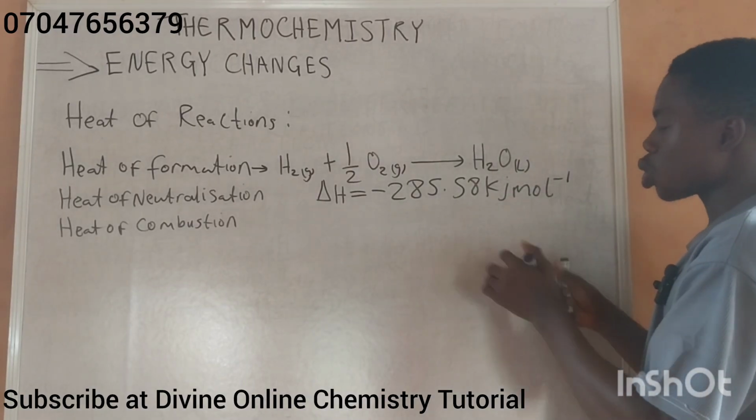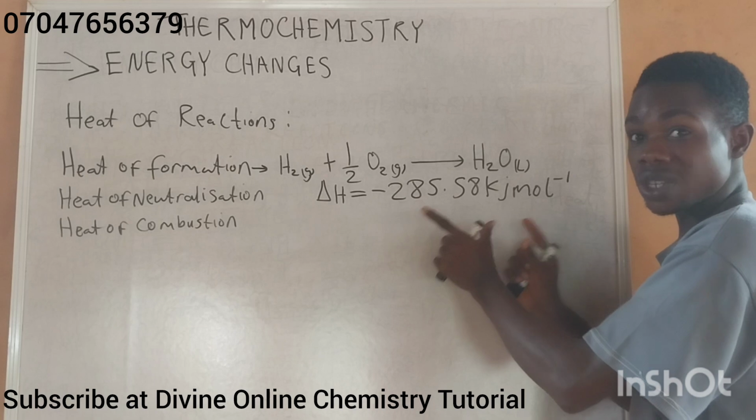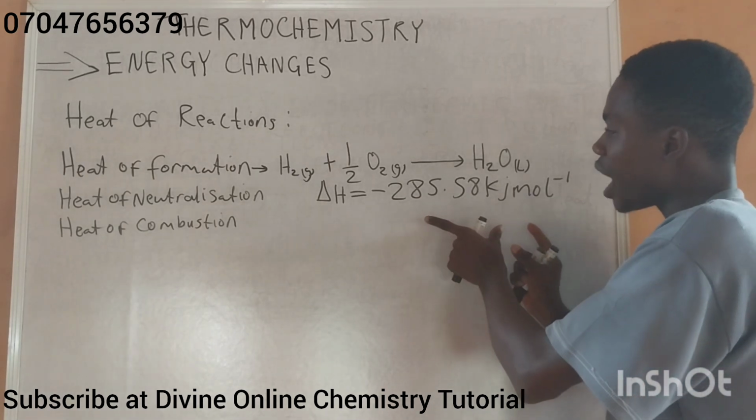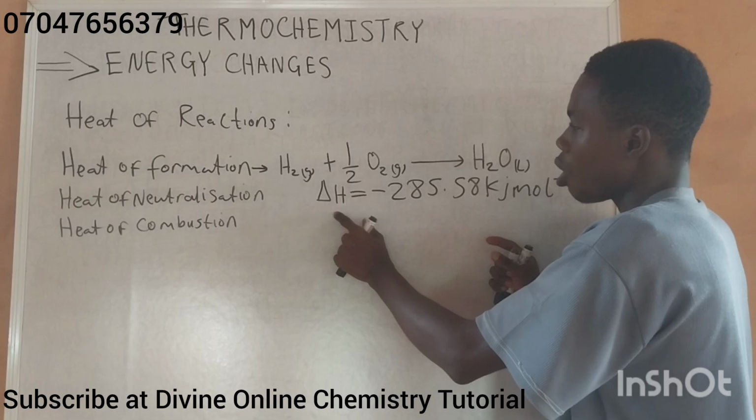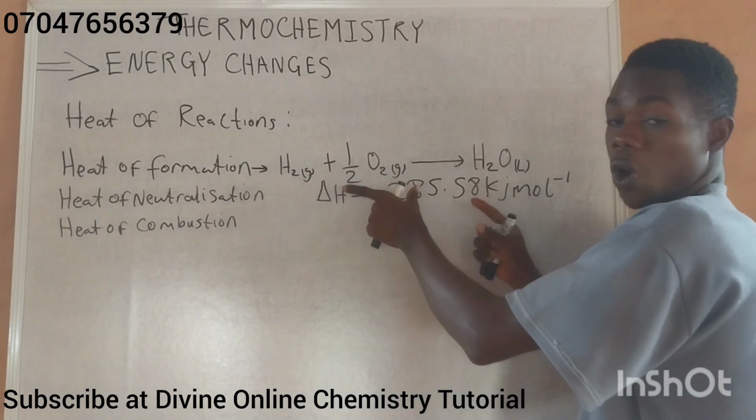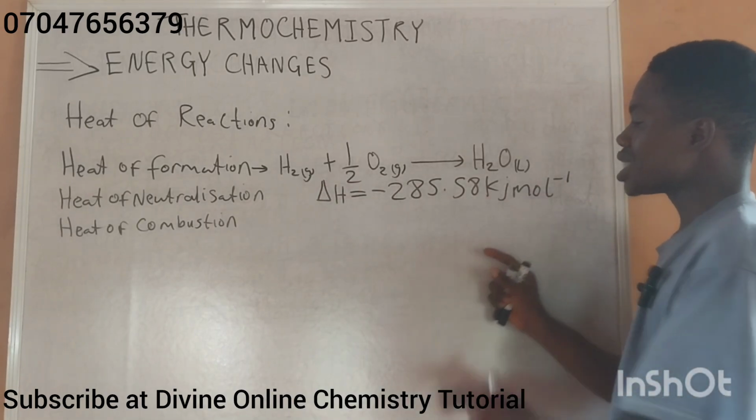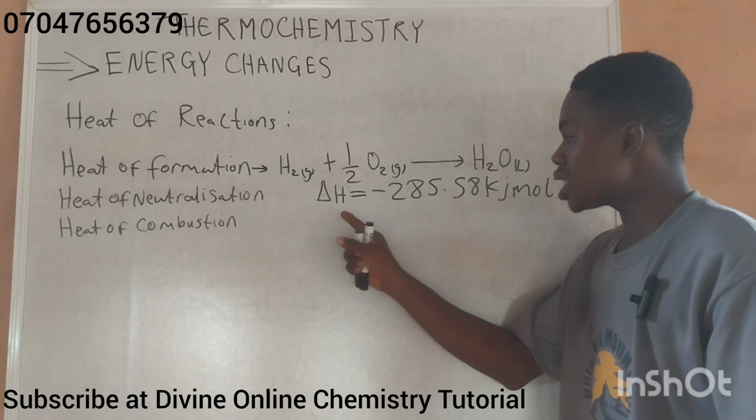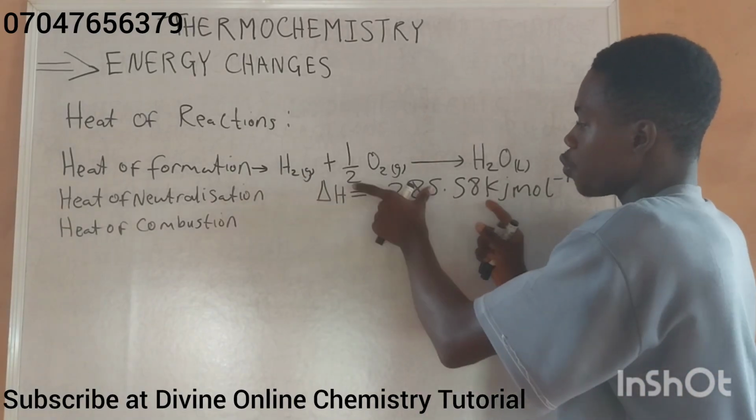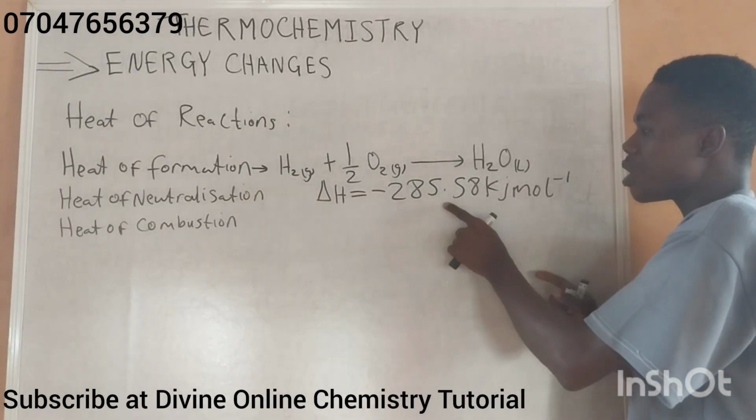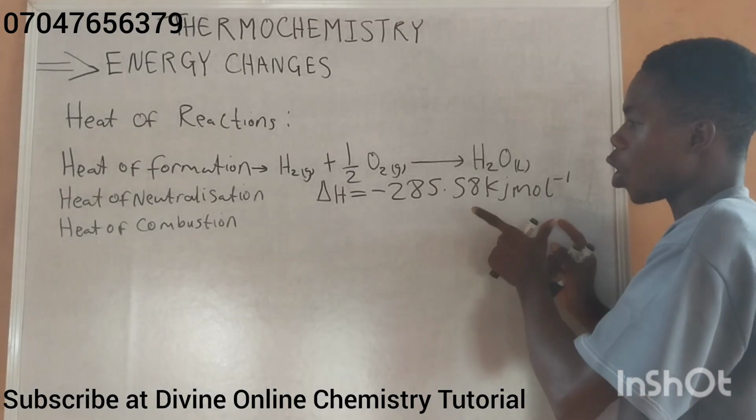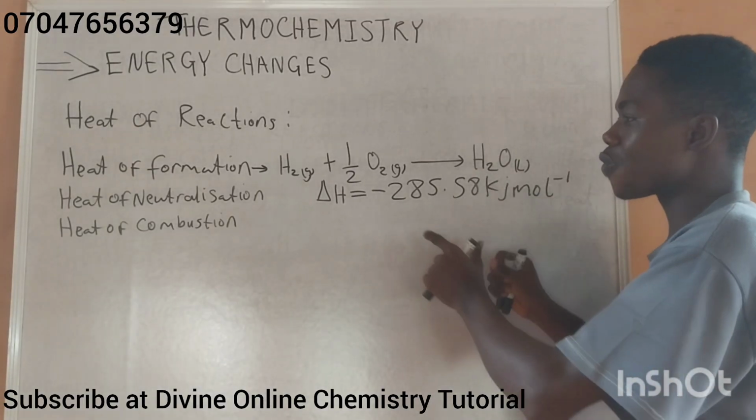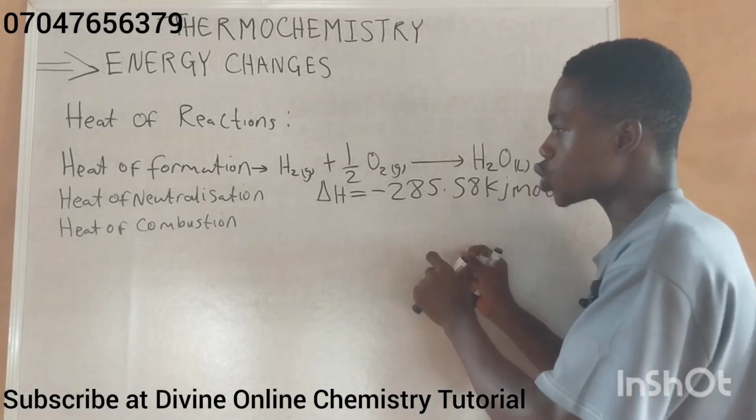So please take note of this value. This value is the value for the heat content of heat of formation of water. The value for the heat of formation of water is minus 285.58 kilojoule per mole. So from here, we'll be moving straight to the next one, which happens to be heat of neutralization.